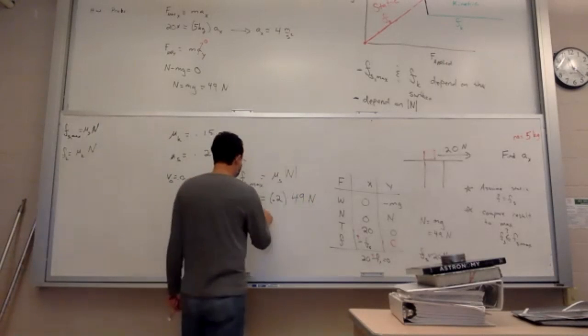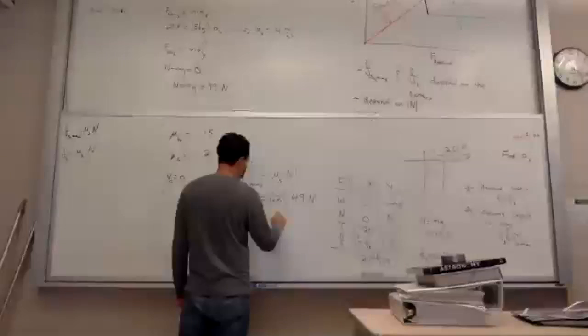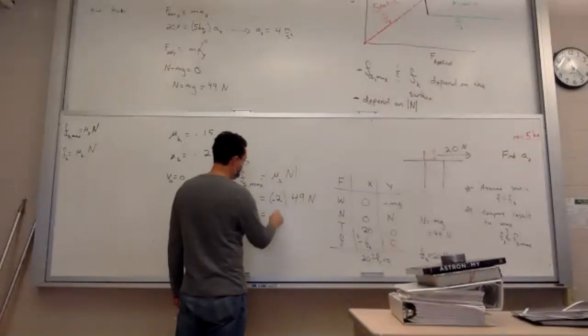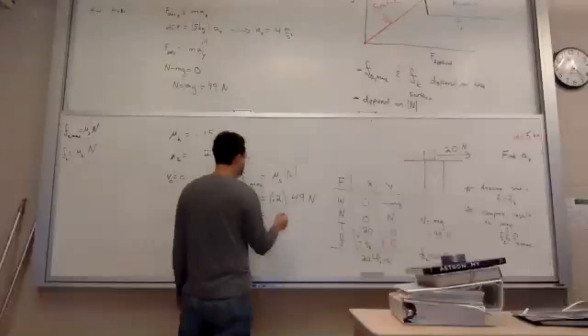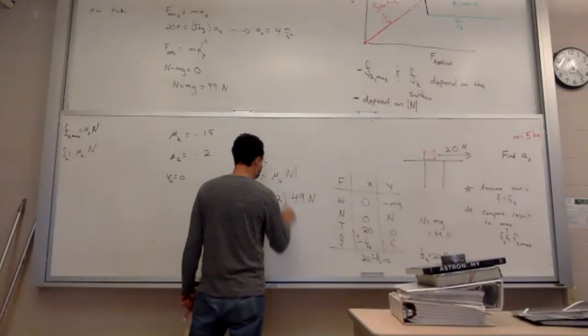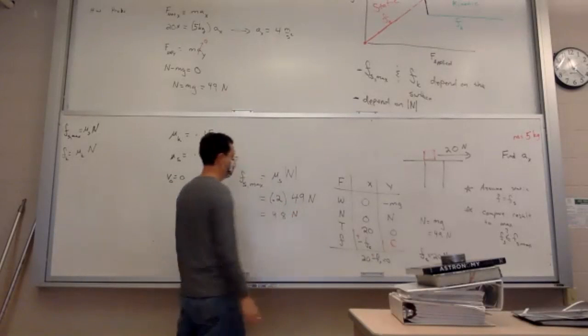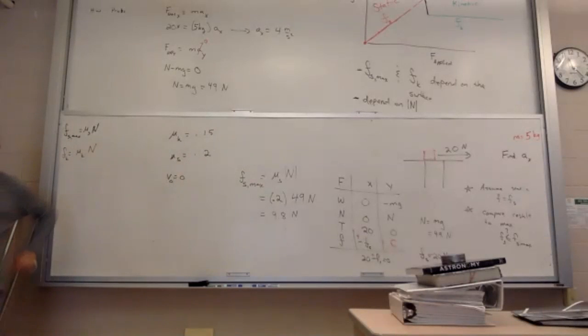So if you multiply that out, that's going to be a little less than 10. 9.9 or something. 9.8. Okay. Oh, that makes sense. Okay. So that's some number. How do I interpret that? What does that mean?